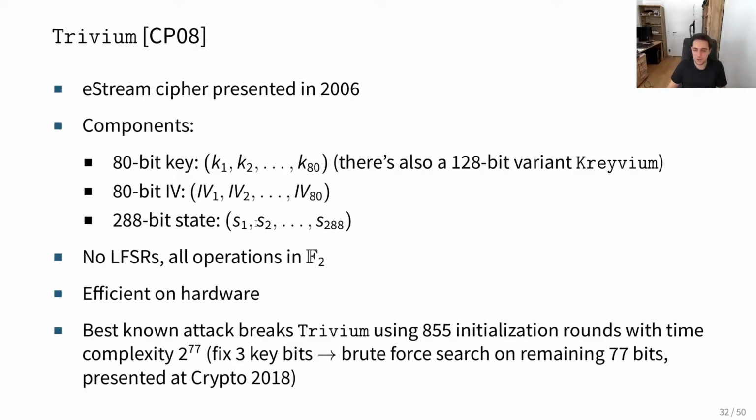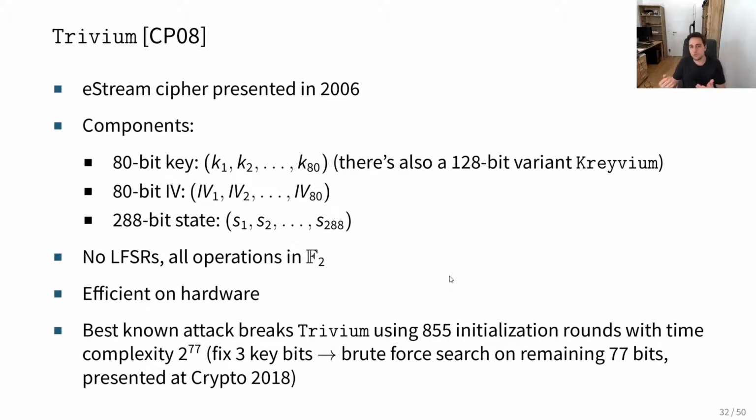So you see that now the state is much larger than in our previous examples. And the interesting thing here is that no LFSRs, at least not in their basic form, are included, but essentially it uses NLFSRs, so nonlinear feedback shift registers. And all operations are in modulo 2, so with these XORs, for example. And Trivium is actually very, very efficient on hardware. And yeah, there exists an attack that breaks some initialization rounds.